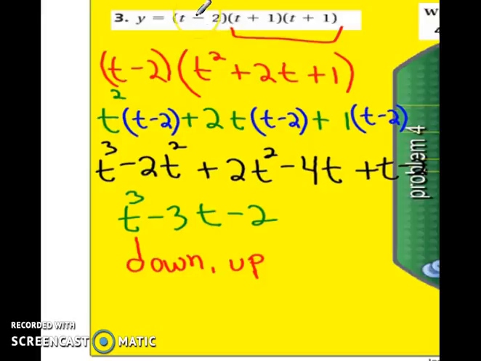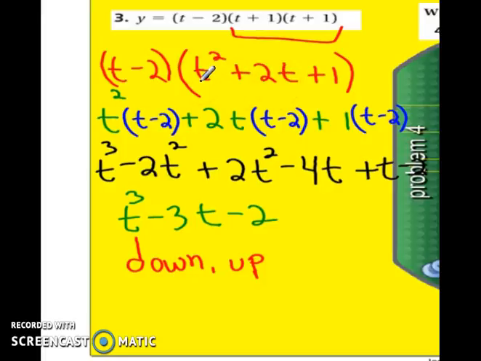In problem number 3, I have to multiply these out. And I notice right away I have t plus 1 times t plus 1. So you can do FOIL, but I'm going to do the shortcut. I'm going to square the first term, t squared. Square the last term, 1. And then t times 1 times 2, 2t.